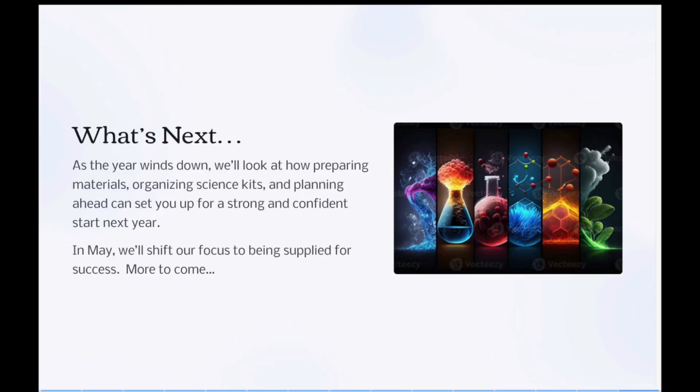What's next? As the year winds down, we'll look at how preparing materials, organizing science kits, and planning ahead can set you up for a strong and confident start next year. In May, we'll shift our focus to being supplied for success. More to come.